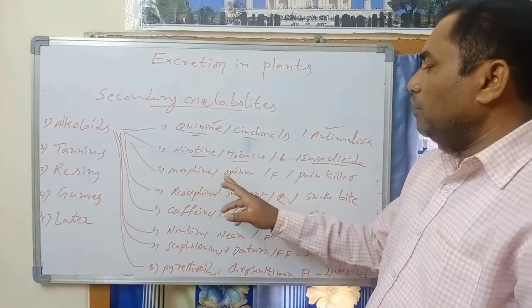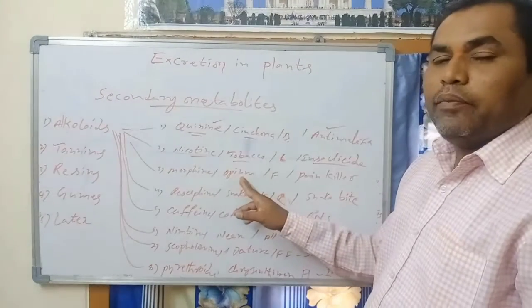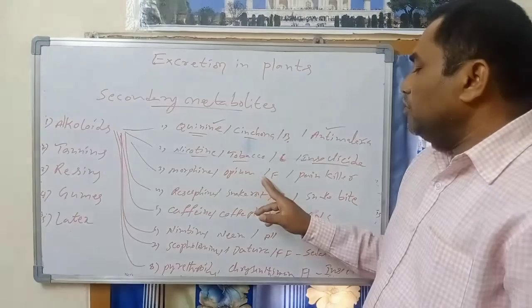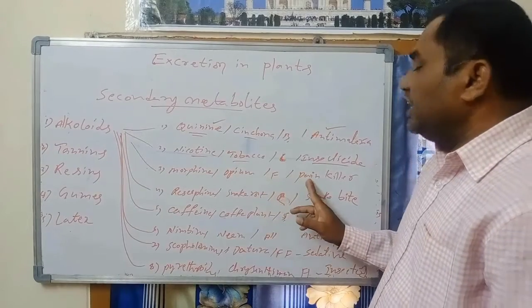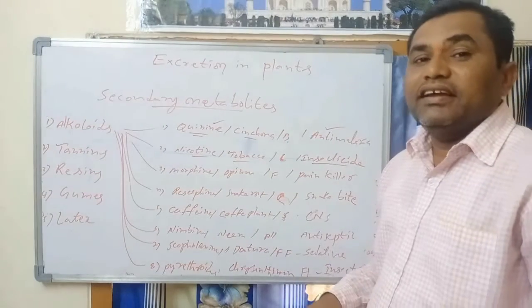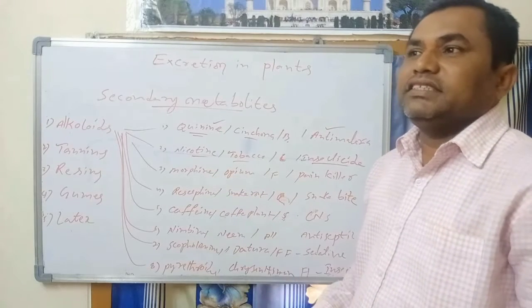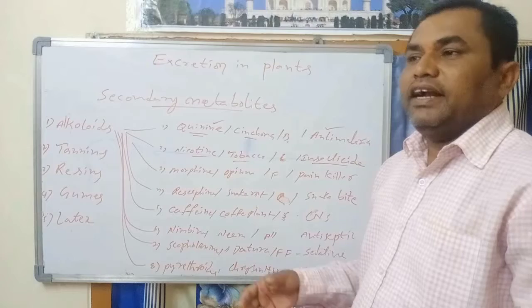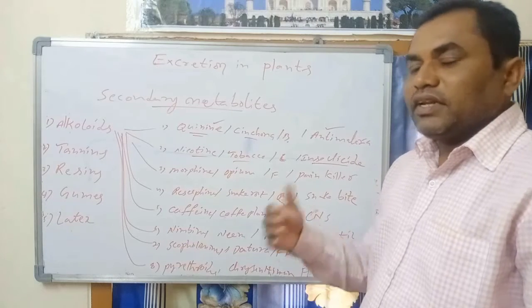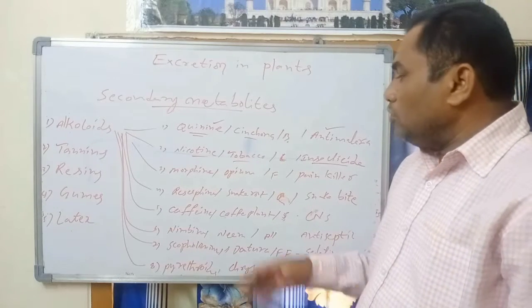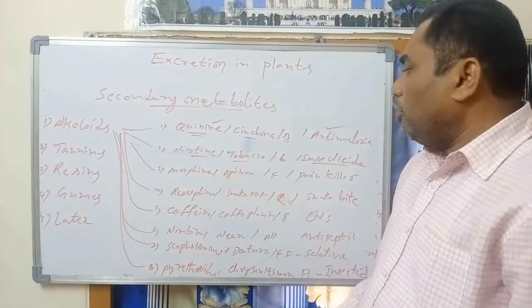And next, morphine. Morphine alkaloid is obtained from opium. Opium is a blue dye, which is collected from the fruits. Mainly it is used as a painkiller. This drug is mainly used by athletes, sportsmen and mainly cine actors. So this drug is morphine.